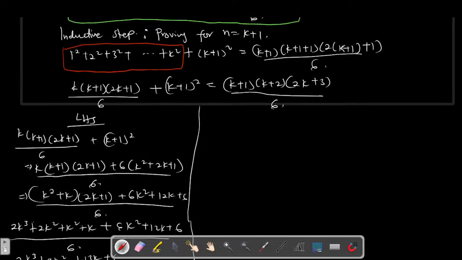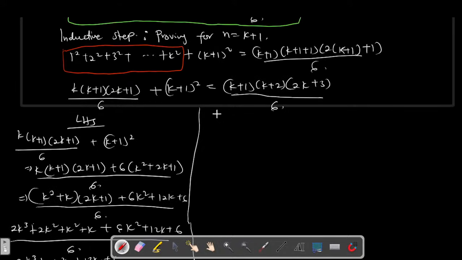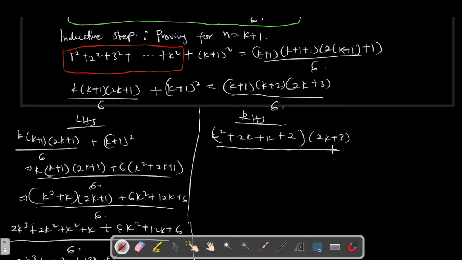Now let's come to our right hand side. On our right hand side, we have 3 brackets, we have to multiply. So on my RHS, I'll multiply this. k will multiply k, I'll get k squared, plus k will multiply 2k, plus 1 will multiply k, I'll get k, plus 1 will multiply 2, I'll get 2. All this expression will multiply 2k plus 3 all over 6. So this moves forward, and my first expression, I'll end up getting k squared plus 3k plus 2, multiplying 2k plus 3 all over 6.